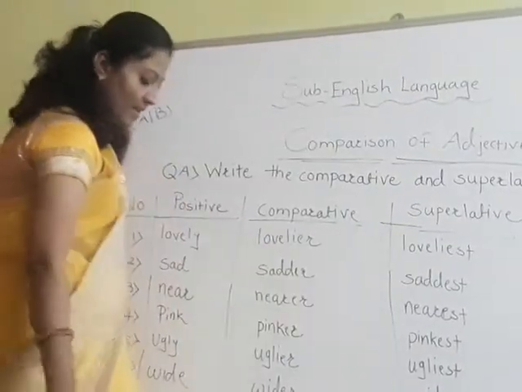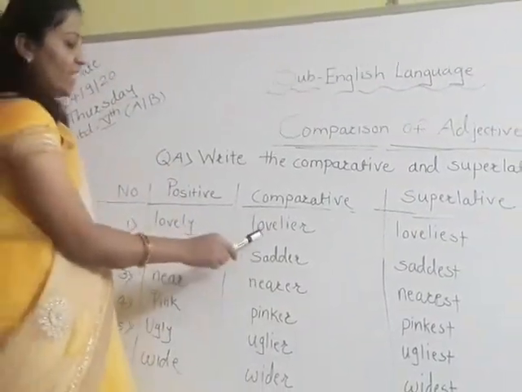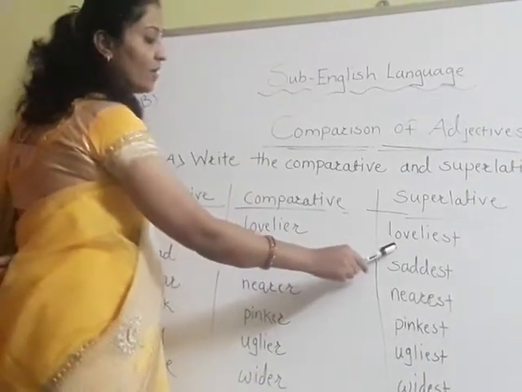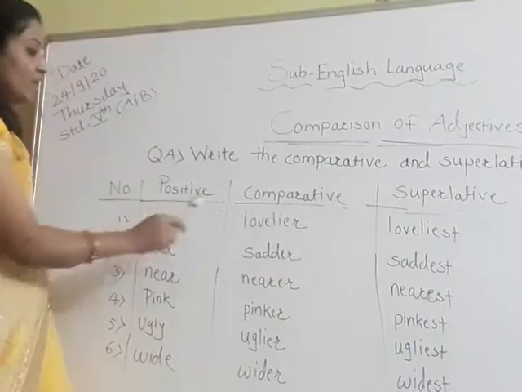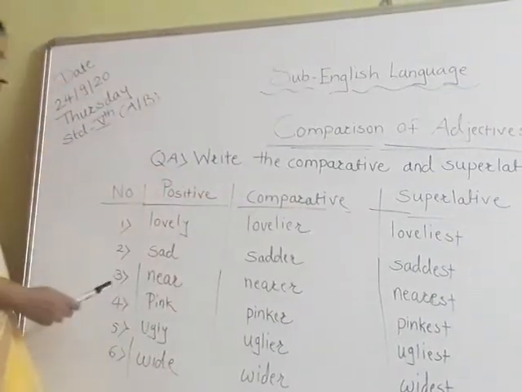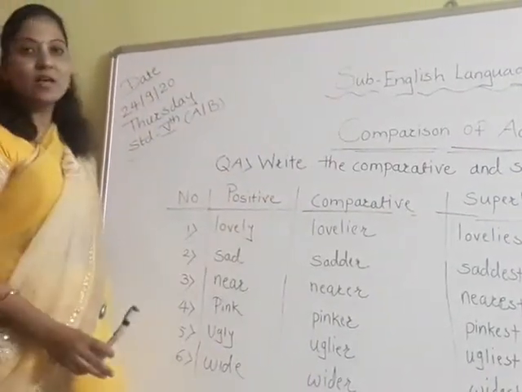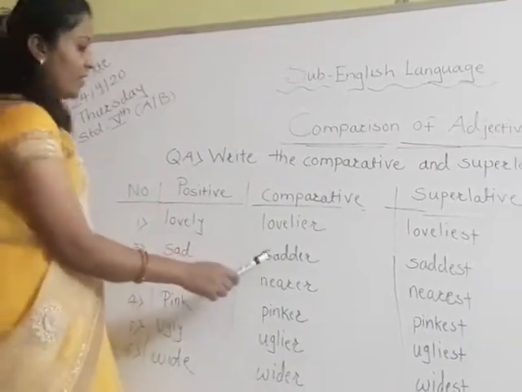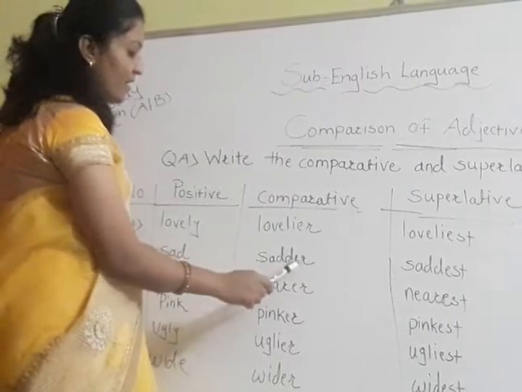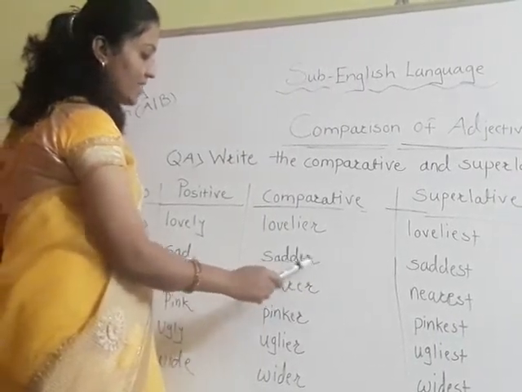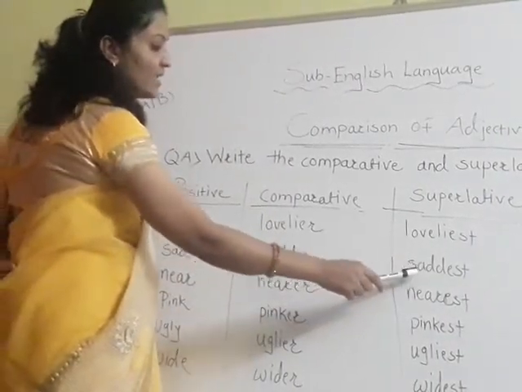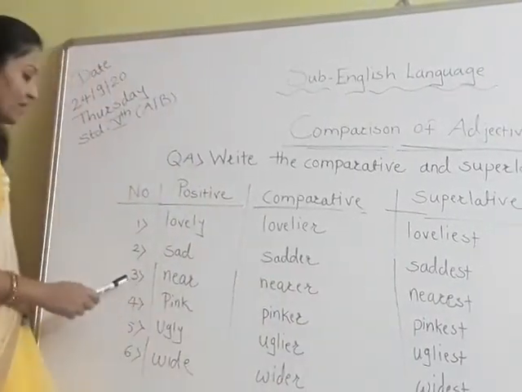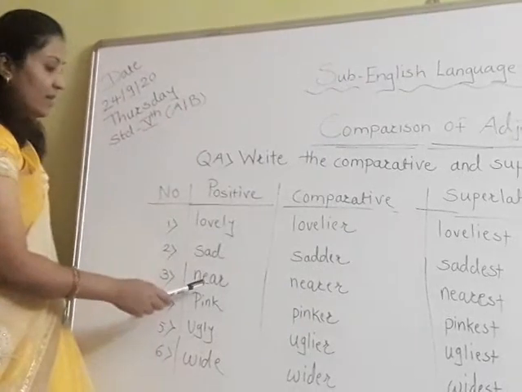Two fill in the blanks are given there. In the first blank you have to write lovelier, and in the second blank you have to write loveliest. Lovely, lovelier, loveliest. And write the spellings carefully, okay? Second one is sad. Comparative degree sadder, S-A-D-D-E-R, sadder. And superlative degree saddest, S-A-D-D-E-S-T, saddest.